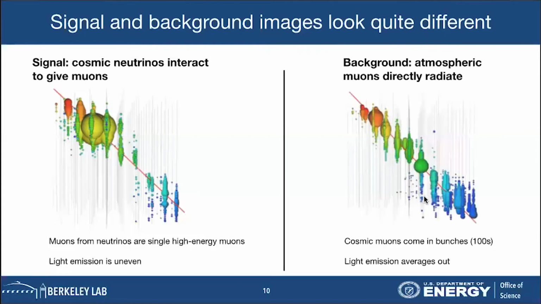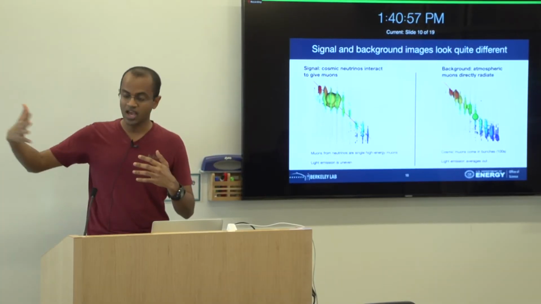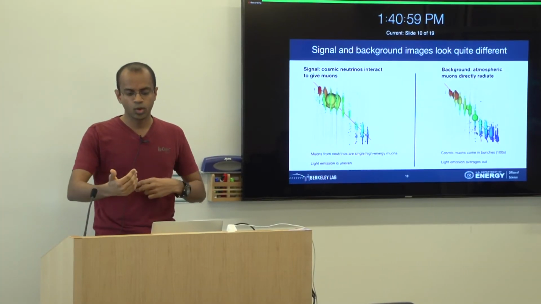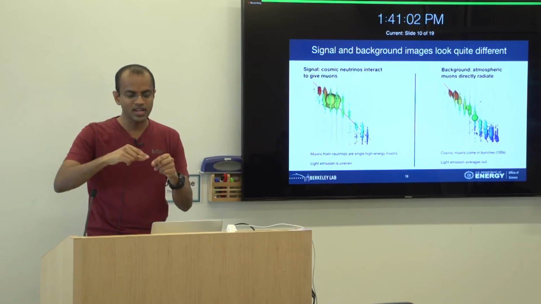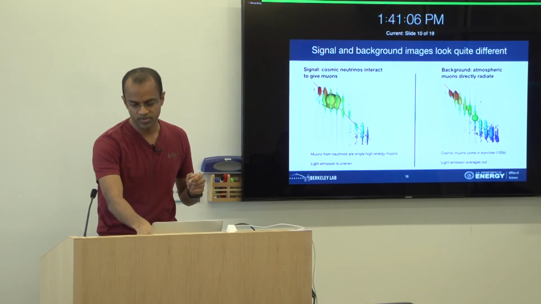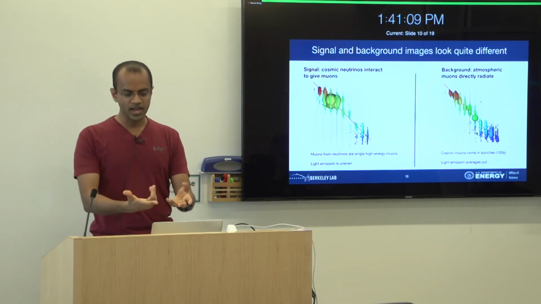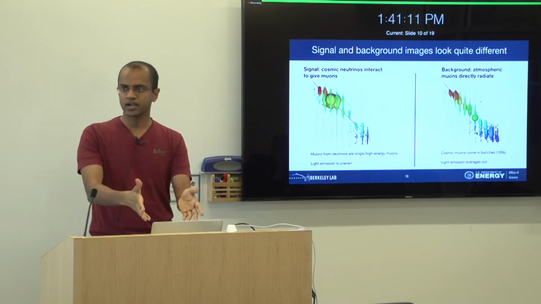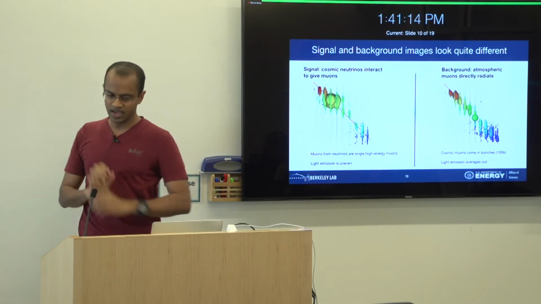To contrast this with the background, which is any other source of muon other than from these neutrinos. And the most dominant source of muons are atmospheric muons. It turns out these atmospheric muons are typically very large in number. So you'll have a shower and you'll have hundreds of them. And in that case, what will happen is, as a bundle, they'll radiate light at different locations inside. As a result, you'll get multiple blobs like that. So the job of the CNN is to distinguish signal from background when the images look like that.